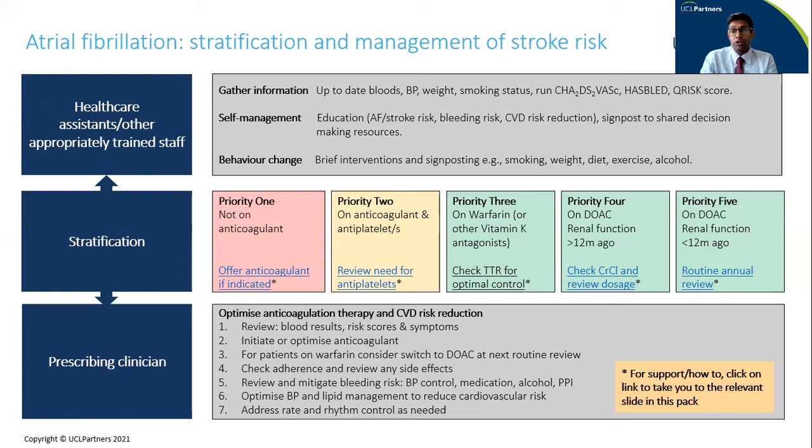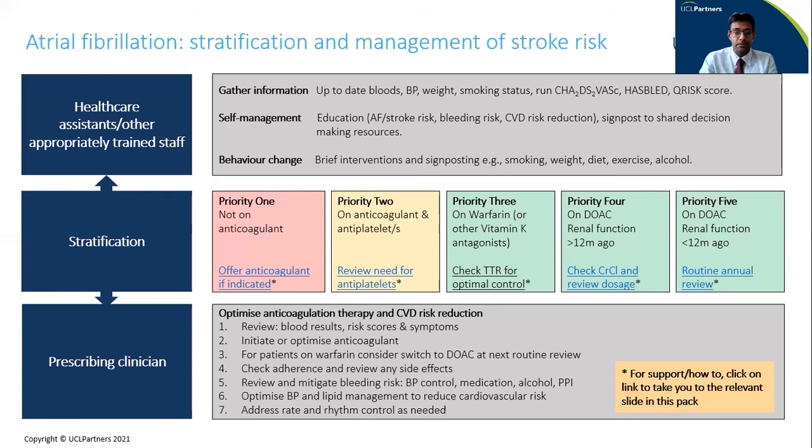So the first contact should be with the healthcare assistant, who will gather up-to-date information, including weight, smoking, and blood tests, and then run the risk scores: the CHA2DS2-VASc, Q-risk, and HAS-BLED score. They can use this opportunity to educate the patient about the condition, AF in this case, stroke risk and bleeding risk, and also signpost to shared decision-making resources. The third part of this contact, we really are keen for healthcare assistants to discuss smoking cessation, weight loss, diet, exercise, and alcohol. And we have included lots of resources in our pack to help the healthcare assistants with this conversation.